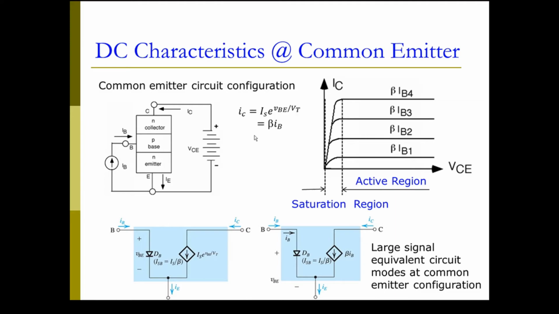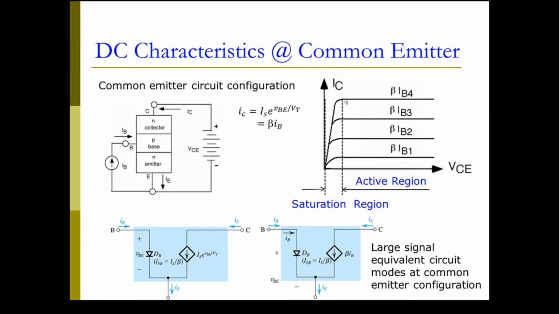This current actually can be described by this equation here. We can use a hybrid pi model to describe this DC characteristics. So this is called a large signal equivalent circuit model in the common emitter configuration. Now this transistor can be modeled either as a voltage controlled current source, or as a current controlled current source, even though the transistor itself is physically a current controlled current source.